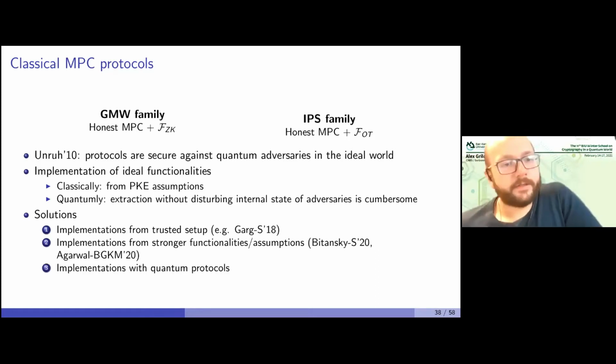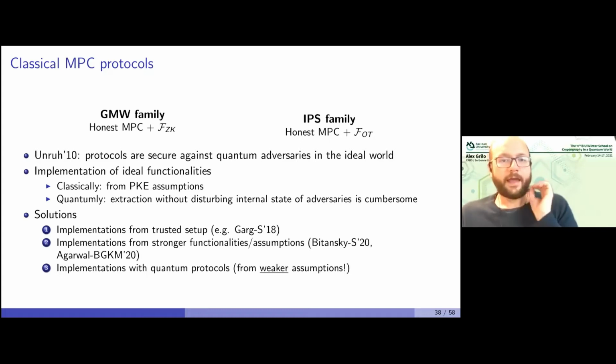And the third way of solving this problem is, instead of using classical protocols to implement these functionalities, to put quantum on the table, even for the honest guys. And it is very interesting because when you put quantum on the table, we can implement these functionalities from much weaker assumptions than classically.